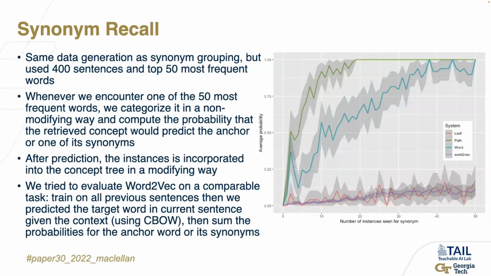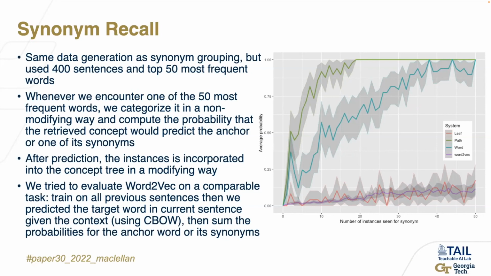So our third evaluation looked at the ability to map incoming instances to concepts that describe the anchor word or one of its synonyms. We apply an approach similar to the synonym recall test. We sampled 400 sentences in this case, so more sentences. We took the 50 most frequent words, we copied the sentences 5 times, and we replaced each of the most frequent words with their variants. So it's like the synonym test. We have words that are different, but their context is the same. And then what we did is we just incrementally trained.